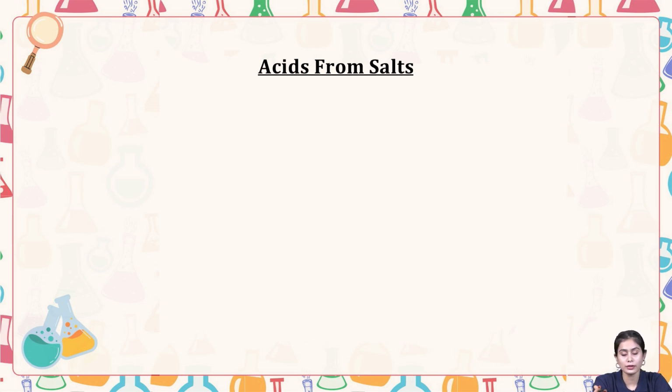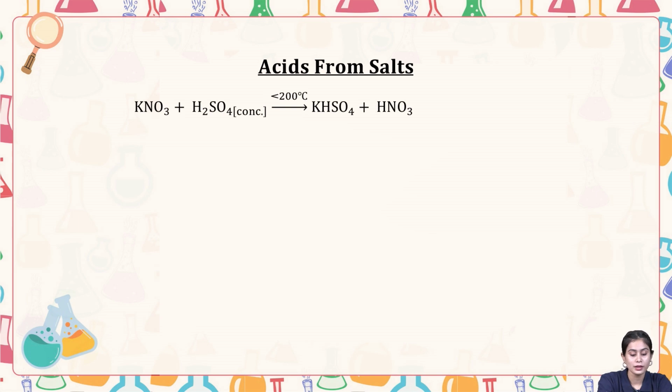Now let's make acids from salt. As we know, acid and base give us salt. How do we get acids from salts? So let's see. This is your salt, KNO3, and you have to react it with concentrated H2SO4 at less than 200 degrees Celsius. This is the temperature, and you get what? Your acid, nitric acid here.